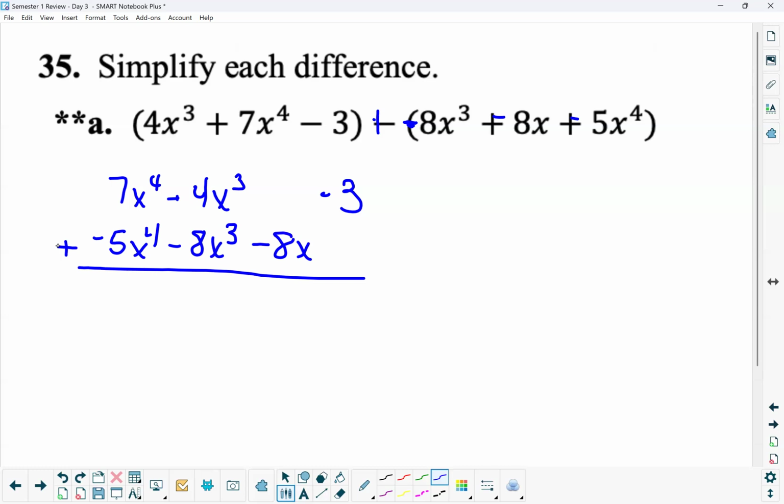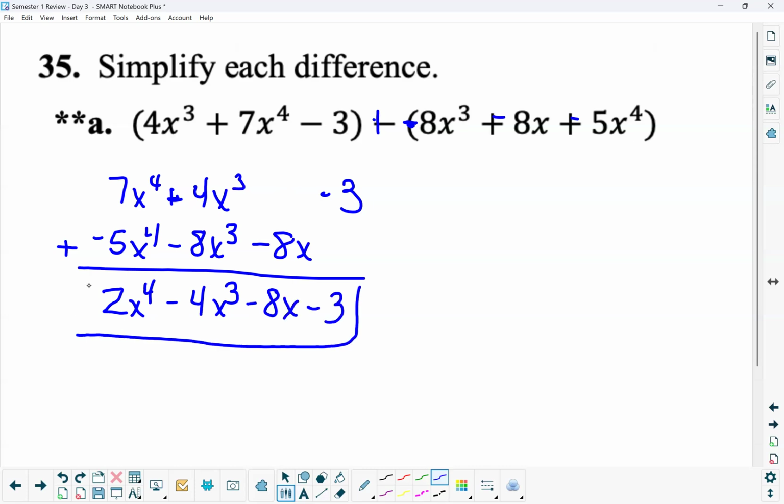Now add: 7x to the 4th plus -5x to the 4th is +2x to the 4th. 4x to the 3rd, I'm sorry, that's positive 4x to the third, plus negative 8x to the third gives me a minus 4x to the third. Nothing plus negative 8x is negative 8x. Negative 3 plus nothing is negative 3.